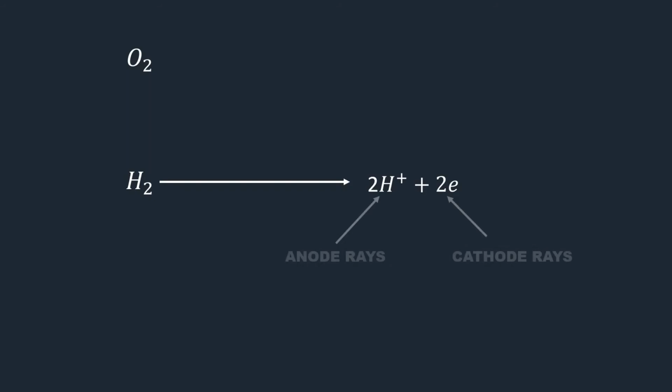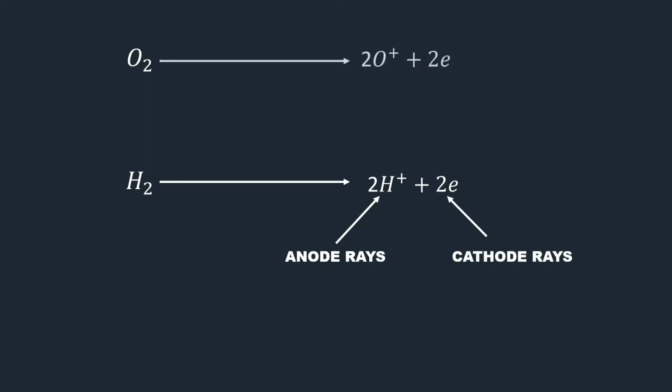Whenever we change the gas inside the tube, the positive ray properties also change. So it's hard to explain all the properties in this single video. For example, when you put hydrogen gas under high voltage and low pressure, the gas becomes ionized, and 2H+ and 2 electrons can be seen. In this case, 2H+ is the canal ray particle, while the 2 electrons are the cathode particles.